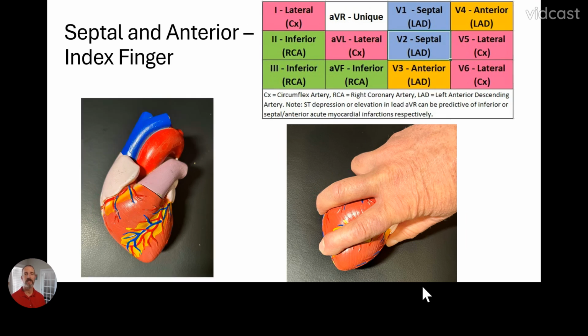Moving on to the septal and anterior regions of the heart. So you have two regions of the heart that are fed by the left anterior descending artery, the LAD. And in this case, that is identified by the index finger. So if you see ST segment elevation in leads V1 and V2, or ST segment elevation in leads V3 and V4, you meet criteria for those respective regions. You might see ST segment elevation in all four of those. In that case, you would identify that heart attack as septal anterior myocardial infarction.